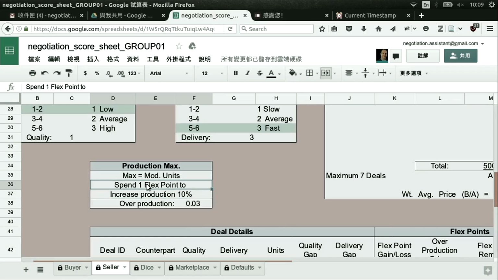What if you want to produce more? Let's say you find a buyer and the buyer is giving you a really good deal. You have a great opportunity, or maybe you want to help a buyer because you have a good relationship or whatever. So you want to produce more. So you want to overproduce. Can you overproduce? Well, no, you cannot unless you spend something. And what do you spend? You spend flex points. So how does this work? For every 10% over your maximum production, which is your mod units, you must spend a flex point. So 1 flex point to increase production 10%.